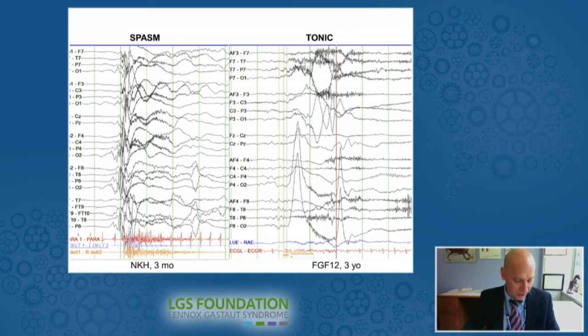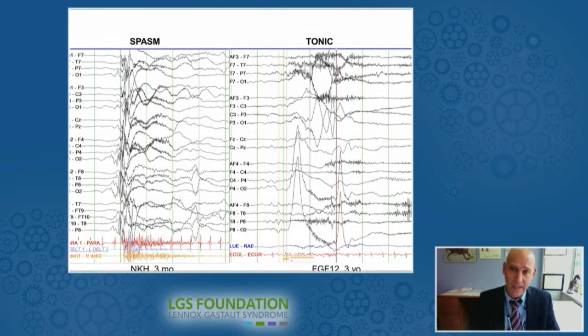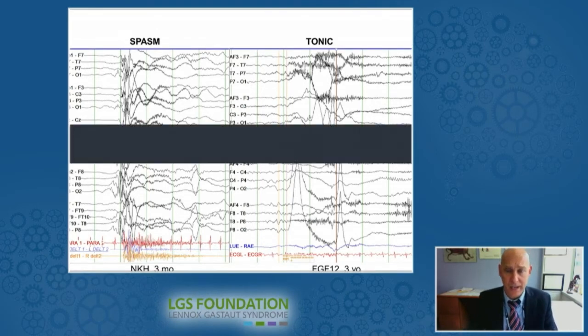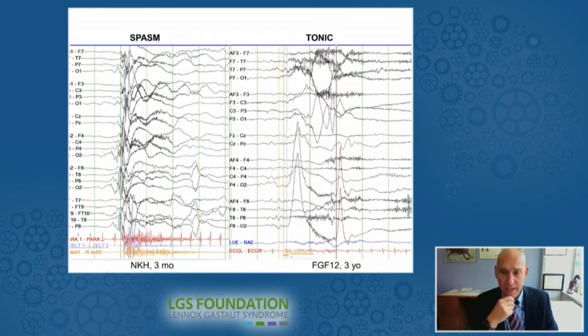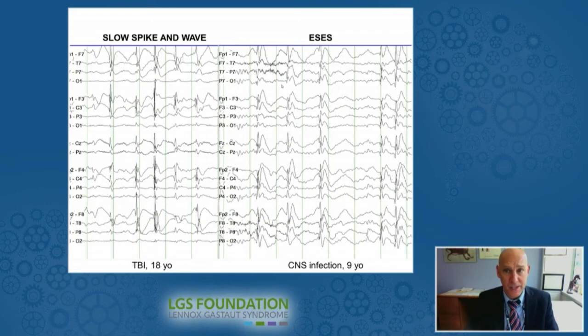And Dr. Archer later on is going to describe some studies on lesional Lennox-Gastaut and tonic seizures, and the networks that underlie tonic seizures and generalized paroxysmal fast activity. And I think we can learn lessons from spasms as well. The same, this already came up this morning, goes for the slow spike and wave, so typical of LGS here in an 18-year-old with a gunshot wound to the forehead, and ESES here in a 9-year-old girl who had meningoencephalitis and a VP shunt.